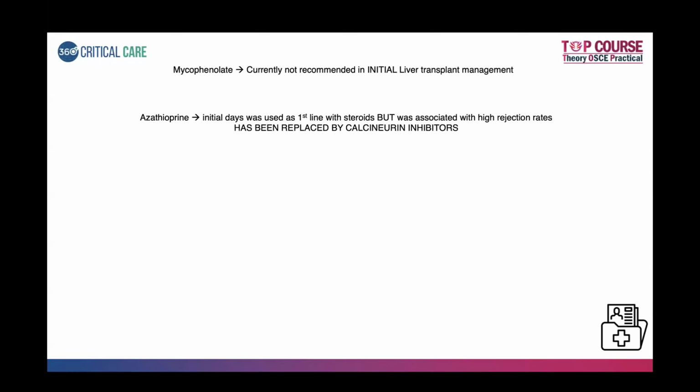Azathioprine, that is the antiproliferatives. Azathioprine was initially, during the initial days, that is in the 80s and early 90s, used as the first line drug along with steroids, but it was associated with high rejection rates. They say that rejection rates were as high as 22 to 25%. So that's a very, very high number. So that was the reason it had been replaced by calcineurin inhibitors.